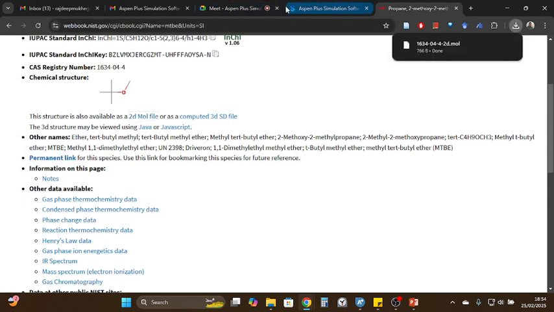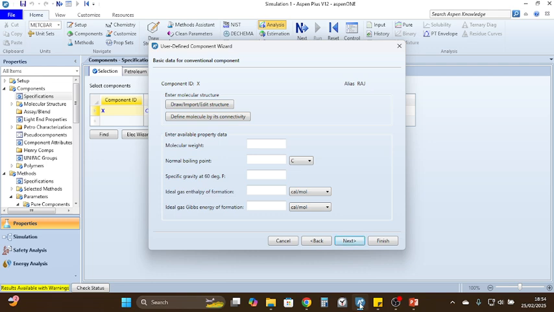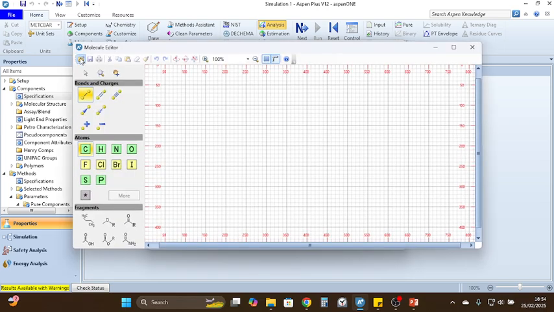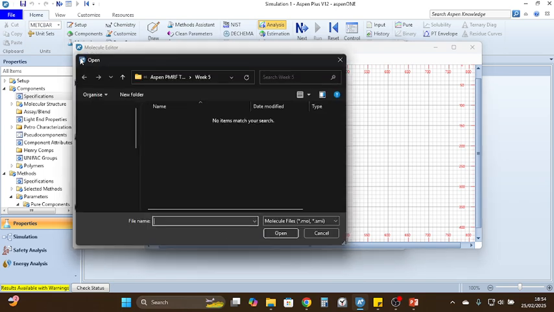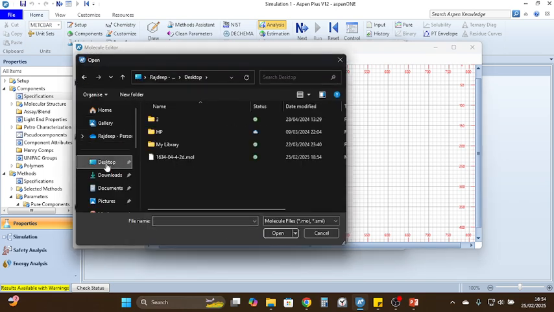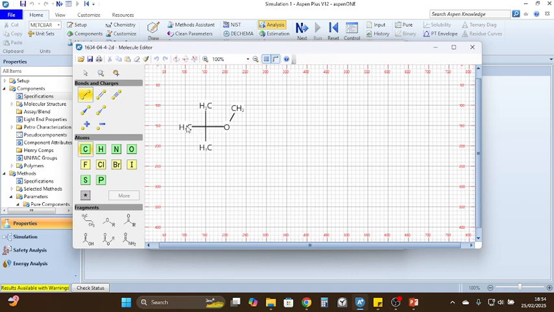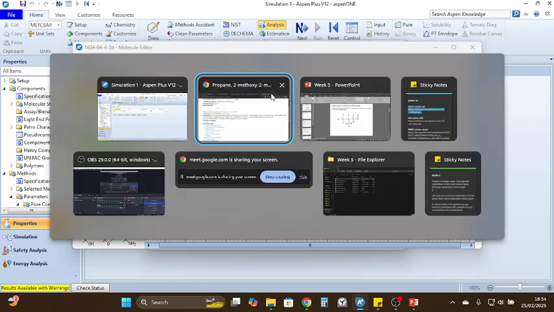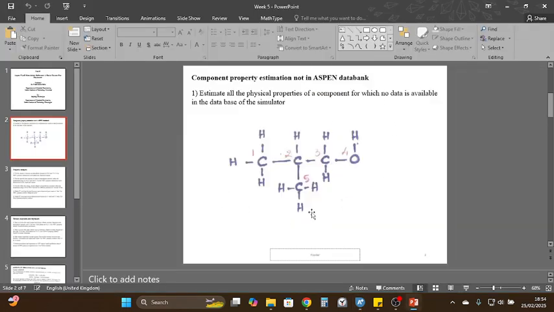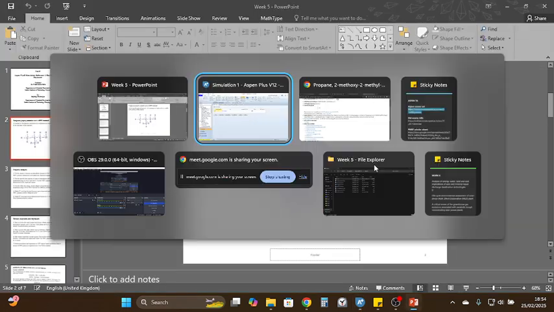Now how to upload it? We have to come to Aspen. Over here it says draw, import or edit structure. From here you can import the mole file, come to the desktop. You can see that the mole file is available over here and you can click on open. Once you open the mole file, you will get the structure over here. If you see the structure that is given over here and the structure that is given over here, the molecular formula for both the structures is the same.